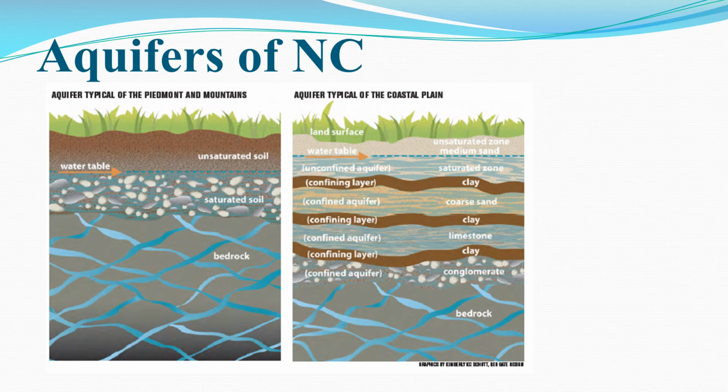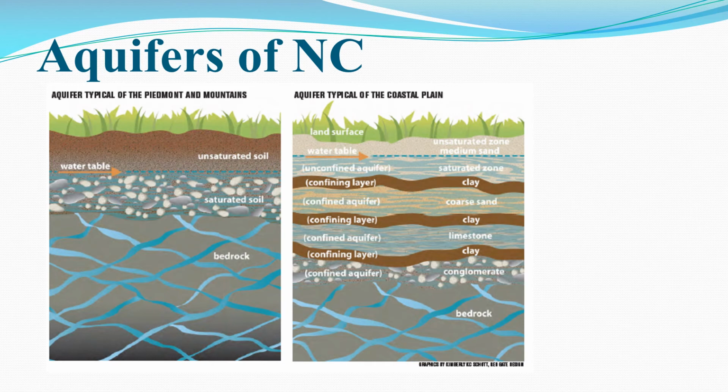So we do have to talk about North Carolina. Aquifers in North Carolina, as you see here, this is typical of the Piedmont and the mountain areas. So we have unsaturated soil, the water table, saturated soil, and then we have the bedrock. And you can see where the water flows within.